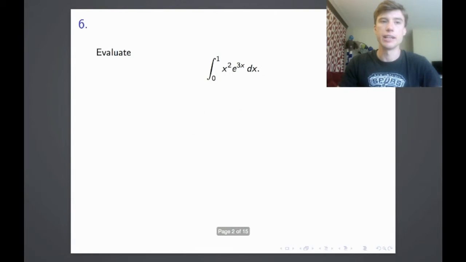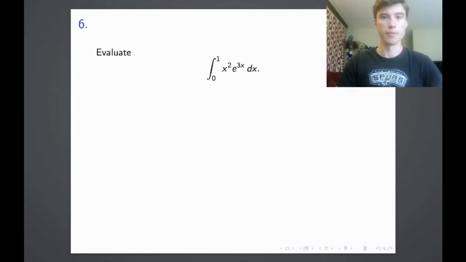Today we will be looking at problem 6 of the 7.2 handout, in which we will evaluate the integral from 0 to 1 of x squared e to the 3x with respect to x. Note that this function, x squared e to the 3x, is a product of a polynomial function, in this case x squared, and an exponential function, e to the 3x. As such, it is a perfect candidate for integration by parts.